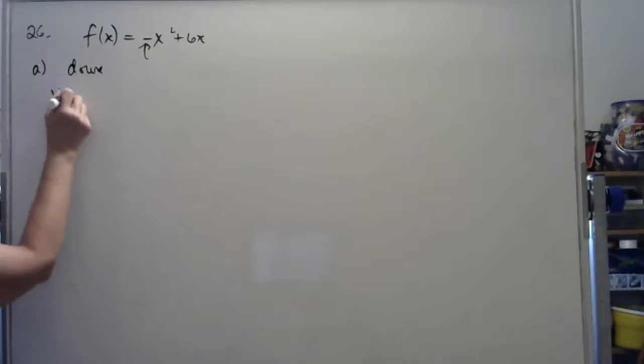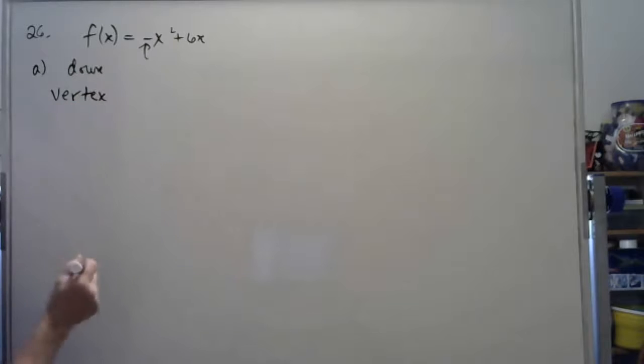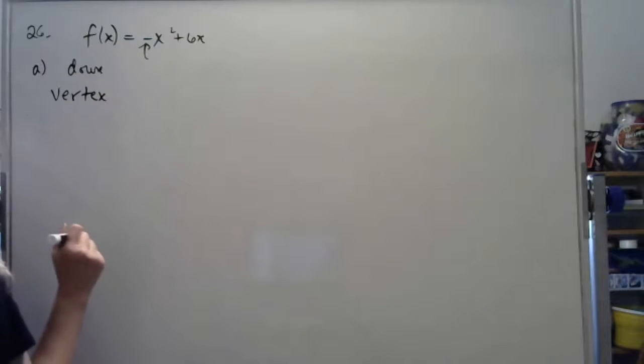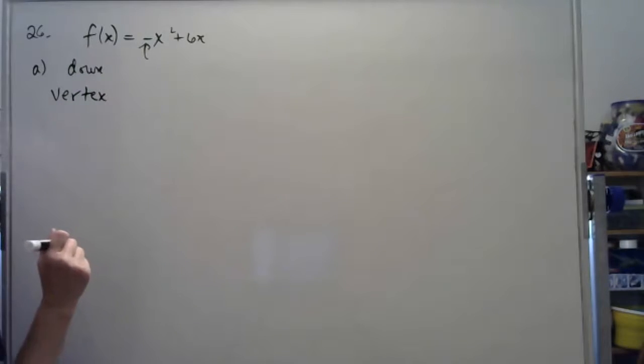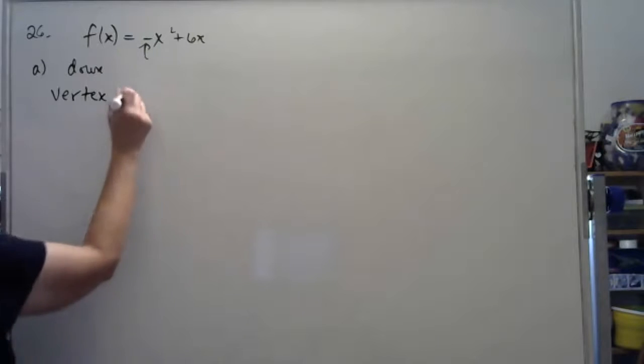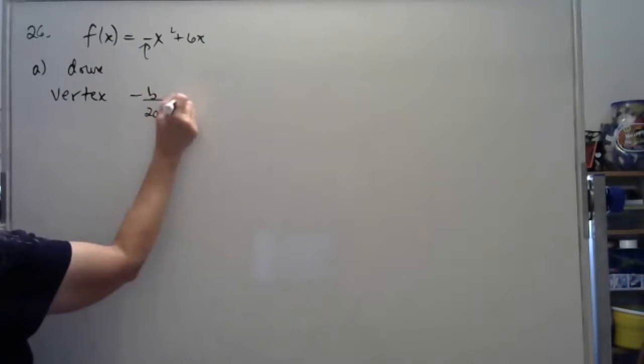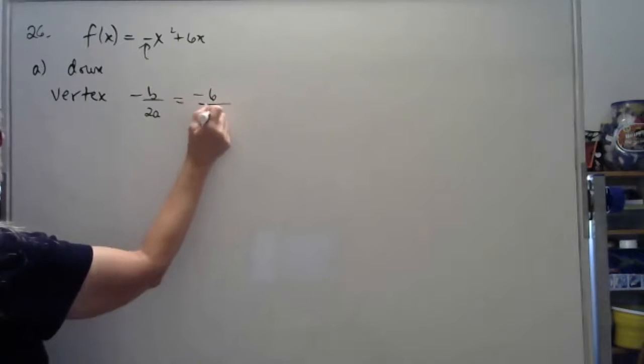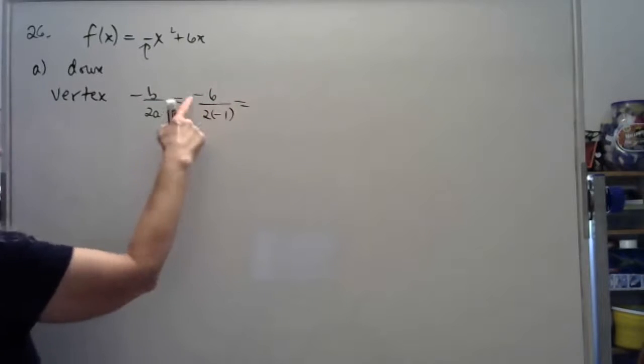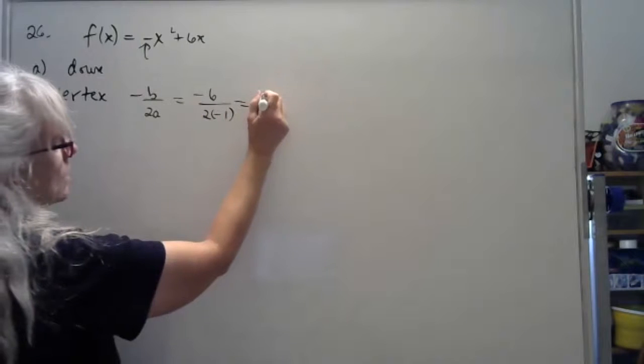They then want me to find the vertex, and this is the only part that I was really worried about. How do we find the vertex? Do you remember? We've got a formula: negative b over 2a. Yep, negative b over 2a. So it's negative 6 over 2 times negative 1. A negative divided by a negative is a positive, and 6 divided by 2 is 3.